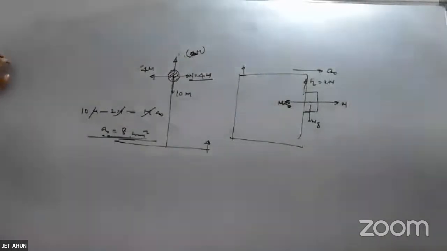Check. I could be wrong. I took g as 10. I'll write it again.